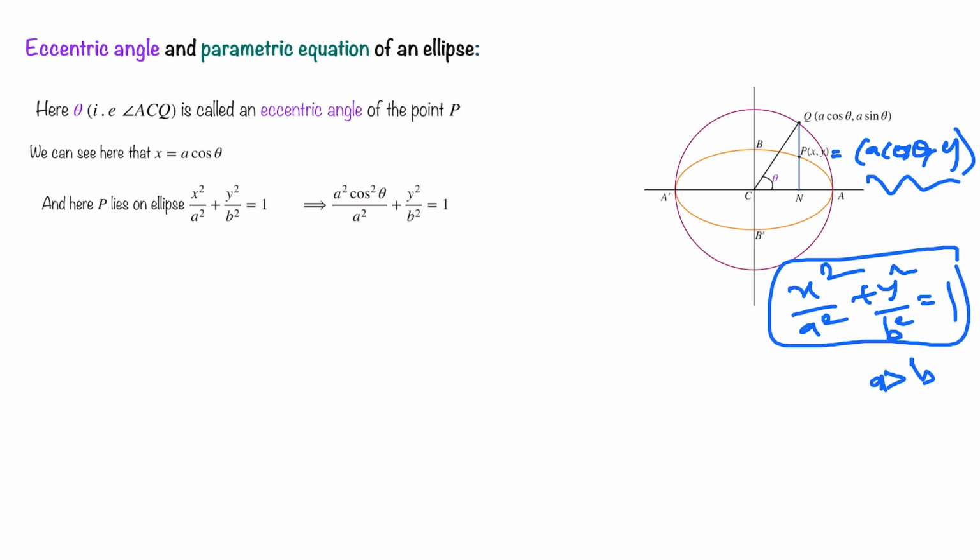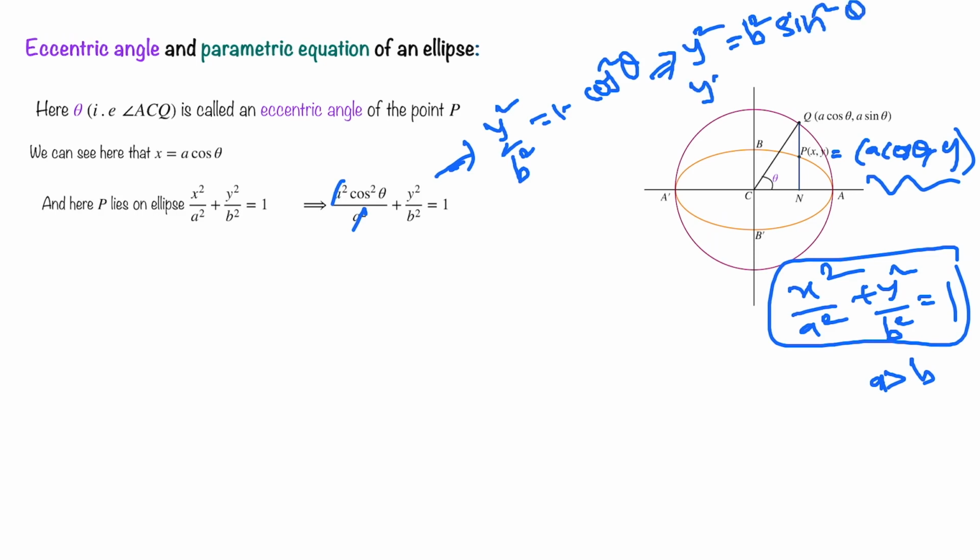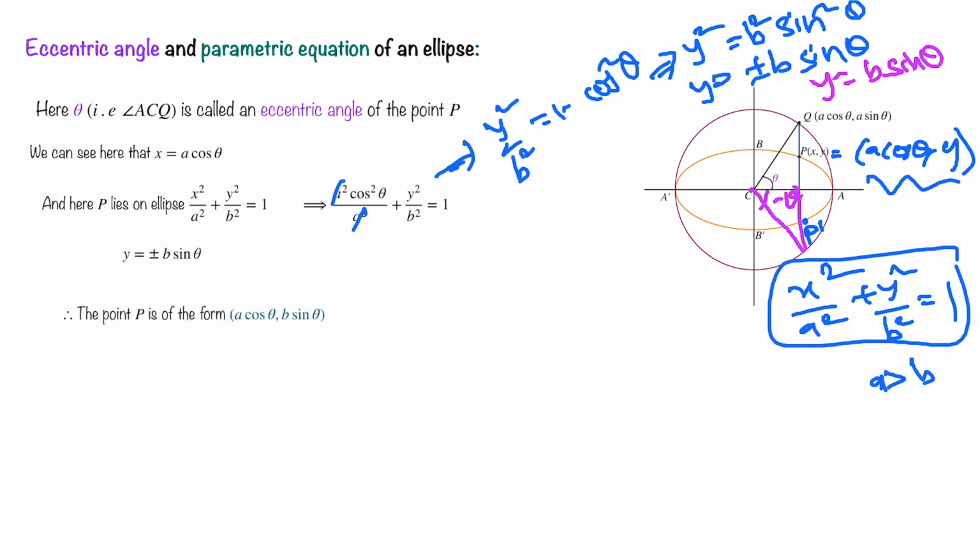Now, what happened here? So a square cancels. So y square by b square equal to 1 minus cos square theta. That implies y square equal to b square times 1 minus cos square theta, which we can write as sin square theta. So y will be equal to plus or minus b sin theta. But minus b sin theta will be the y coordinate of the mirror image of this P, that is P dash, for which the eccentric angle is going to be minus theta. So here we go ahead with b sin theta for y, for our point. That's why the point P is of the form a cos theta comma b sin theta.